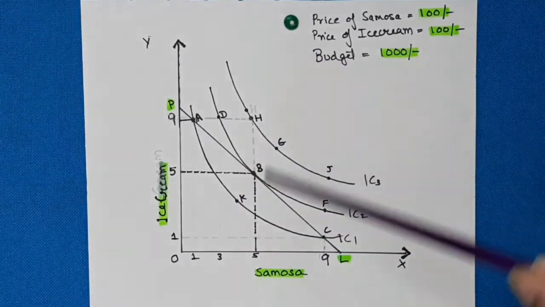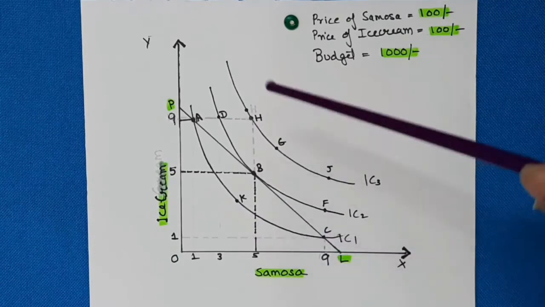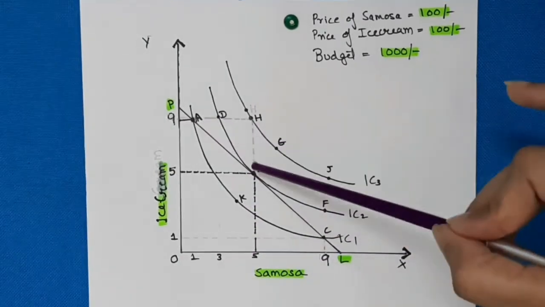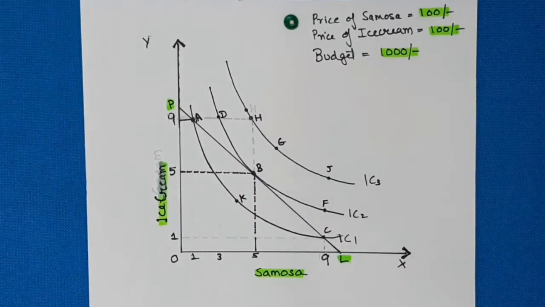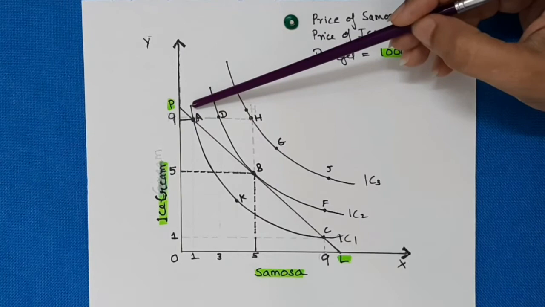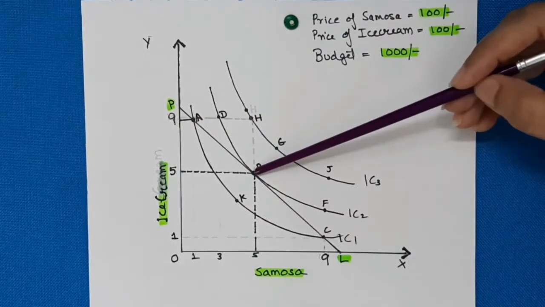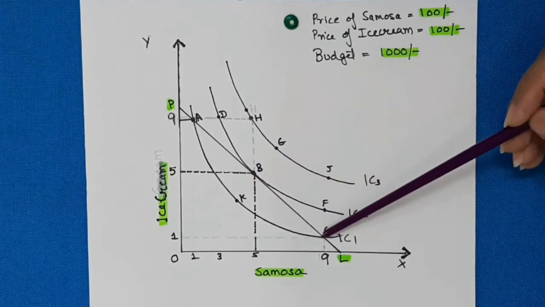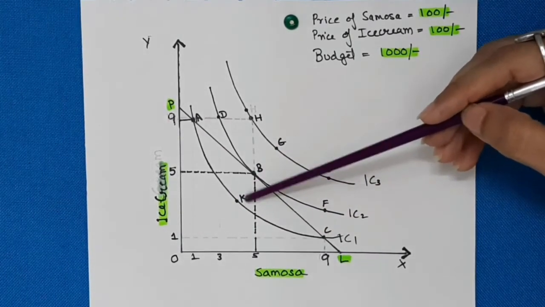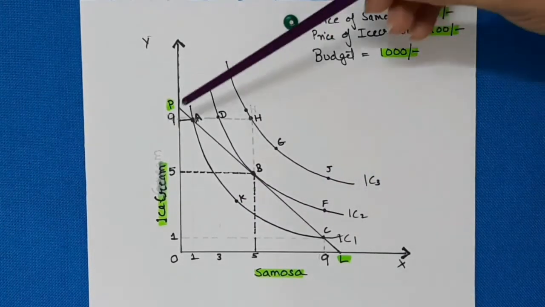Now, the consumer being a rational person means he would try to maximize his utility. Which combination would he prefer out of these 4 combinations? Okay, let's start with A. The combination A represents 1000 rupees. Combination B represents 1000 rupees. Combination C represents 1000 rupees. Combination K represents less than that. We have the assumption that the consumer has to spend the entire amount, so combination K also goes out of the question. The rest is A, B and C.